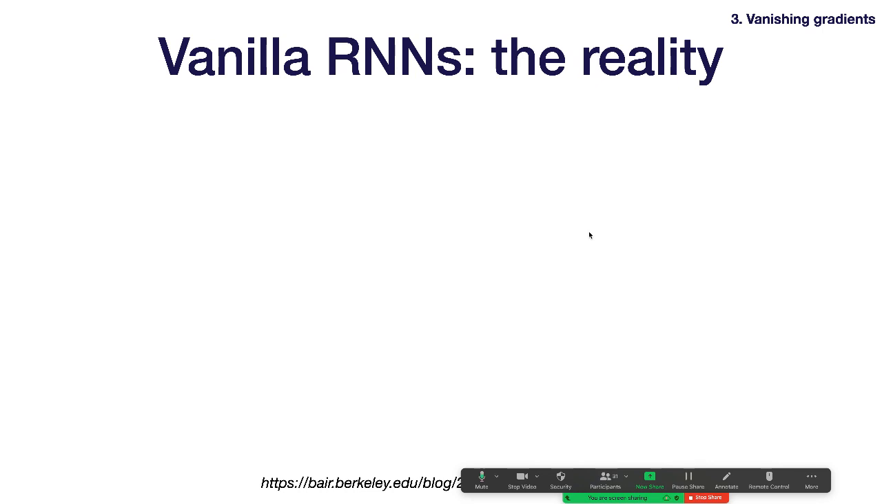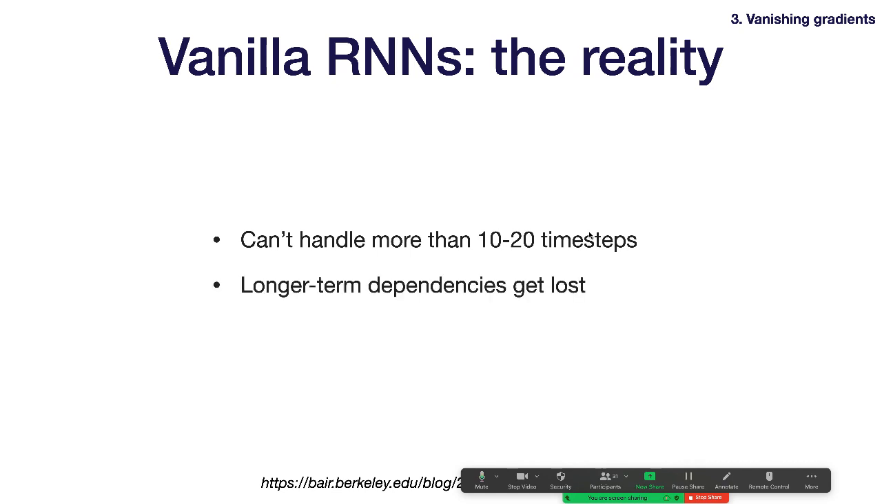In reality, the recurrent neural network model that we described before does not do a very good job of handling long sequences. So in practice, anything more than like 10 or 20 time steps tends not to work very well with vanilla RNNs. And longer term dependencies really get lost. And so the reason why is this idea of vanishing gradients.